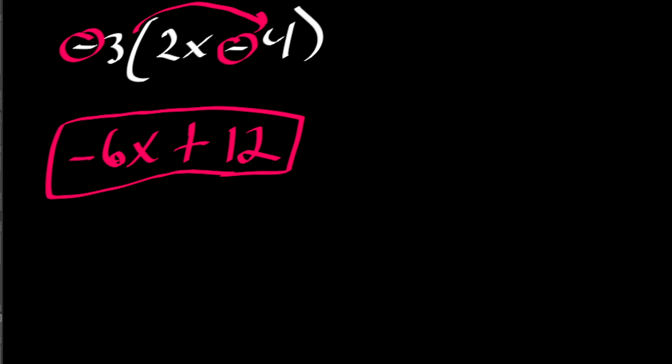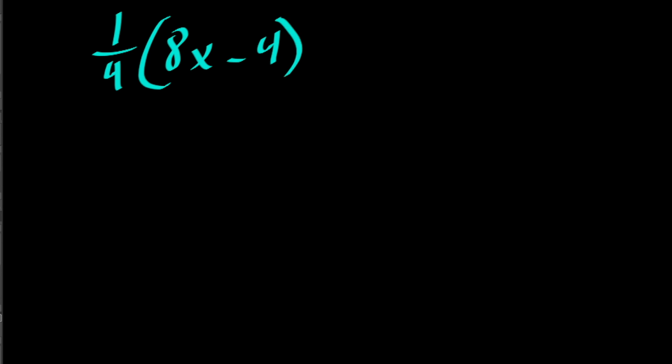All right. Let's look at a fraction. Let's say 1 over 4 times 8x minus 4. Now, a lot of people get in this situation and they freak out. They say, well, I don't know what the heck to do with 1 over 4. But let's just treat this like we've treated every other situation that was like this. We're going to take 1 over 4 and we're going to multiply that to 8x and to negative 4.